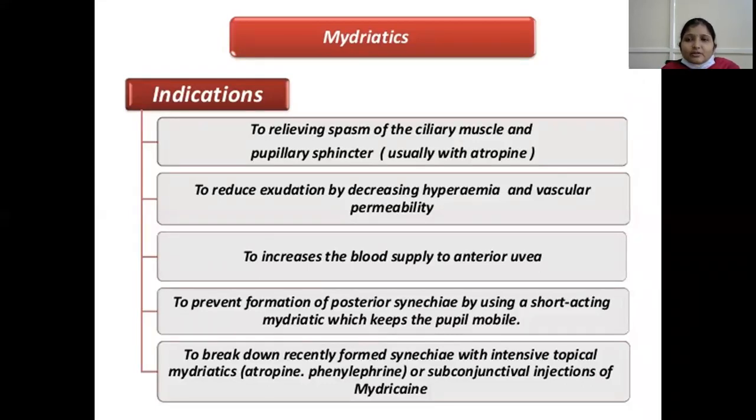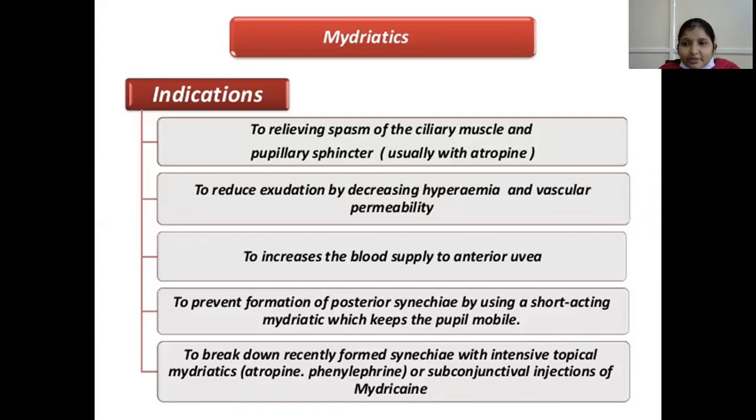So there is easy clearing of the exudates, and it prevents the formation of posterior synechiae, and it is also used to break the already formed posterior synechiae. So the main functions of mydriatics are to relieve the ciliary spasm. By relieving the ciliary spasm, the patient gets relief from photophobia and pain, and it decreases hyperemia. So the exudates will be decreased, and it prevents the formation of posterior synechiae, and also helps in breakage of the already formed posterior synechiae.